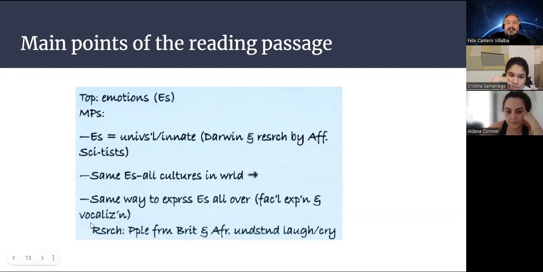And the final key point is that we have the same way to express emotions all over, facial expressions and vocalization. Research says that people from Britain and Africa understand when we laugh, when we cry, what emotions are being presented there, right? Okay, very good. Now let's see.